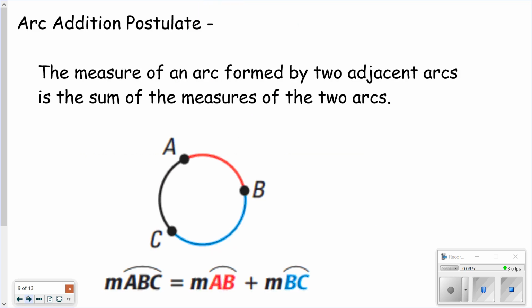Arc addition postulate. The arc addition postulate states that the measure of an arc formed by two adjacent arcs is just the sum of the measures of the two arcs. So just like what we did in that last example, we added up the two measures that we knew to find that big arc. So if I'm looking at my example here and I want to find the measure of arc ABC, I would add up the red arc and the blue arc to find that large arc.